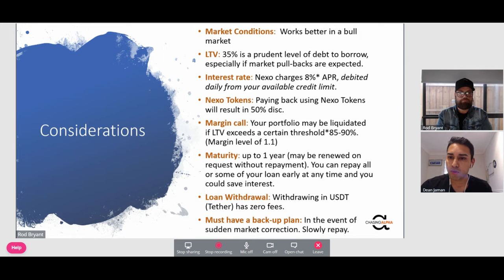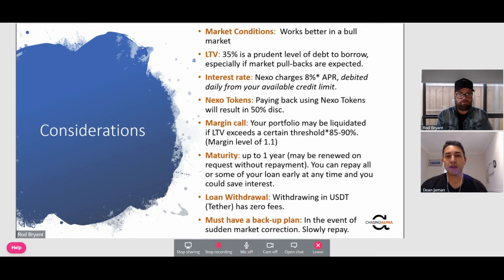The interest rate we assume is 8%. The APR that a lot of the lending companies charge will be a lot more than that, maybe, but 8% is what we use with the preferred lender that we've gone with, which is Nexo. They're charging 16% per annum, but if you pay back using Nexo tokens, you actually get half. You get a 50% discount, which is massive.